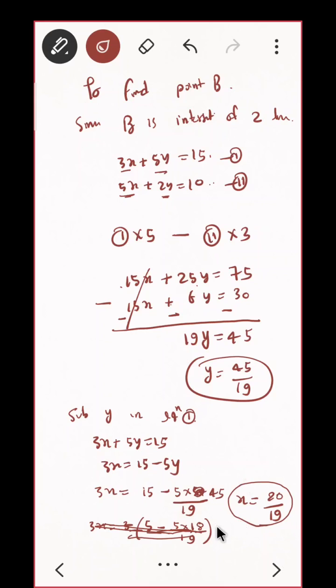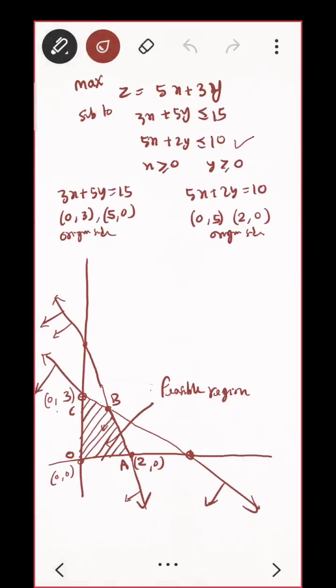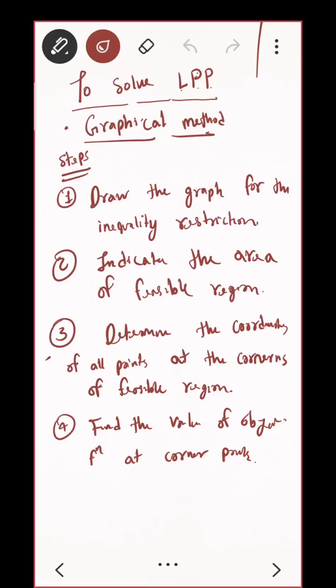Perfect. So we have point B as 20 by 19, comma 45 upon 19. Perfect. So now we have all the corner points, correct? That is step 3 done. O, A, B, C. Do you see? Determine all the corner points. What is the next thing? Find the value of the objective function at the corner points.